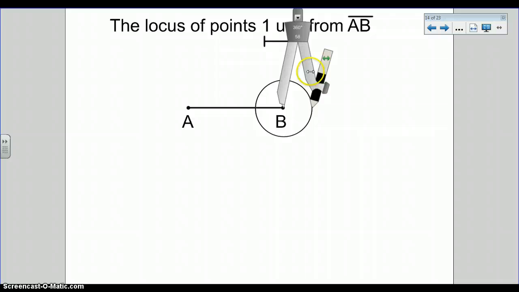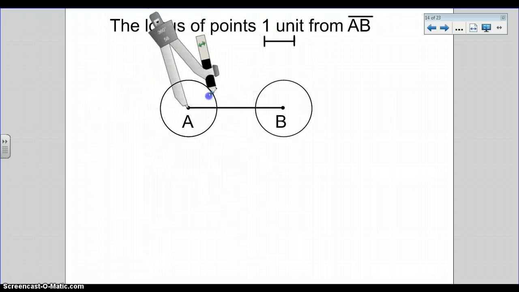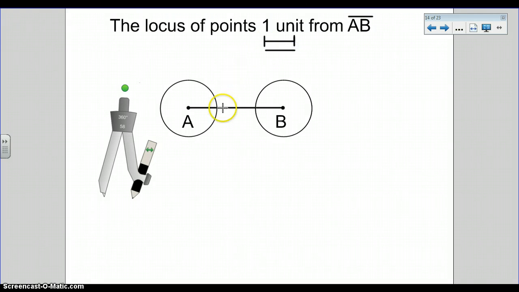but it's also 1 unit from A, and in addition to that, it's 1 unit from the line. So this measure is our distance. It's 1 unit from that line. So it's going to also be from here to here and from here to here. So you can see that this is an oval shape.